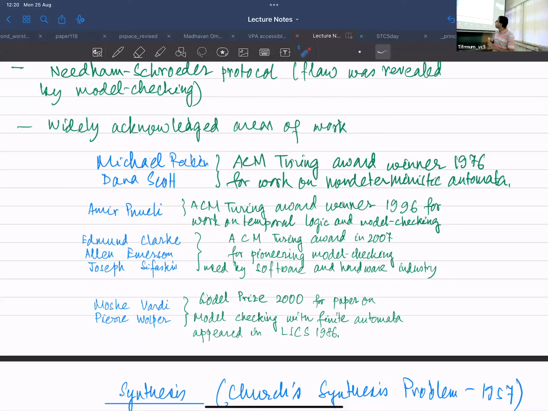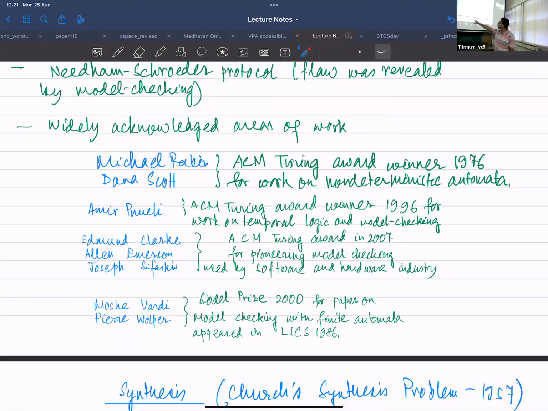Then in 1996, Amir Pnueli came up with the idea of linear temporal logic. His work on temporal logics brought him the Turing Award, and he started this whole area of model checking, which was later made popular by Ed Clarke, Emerson and Joseph Sifakis.